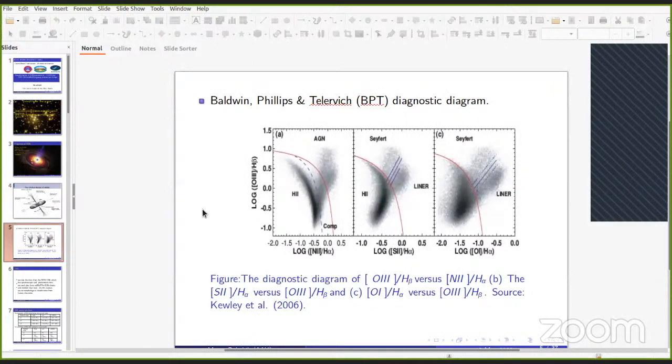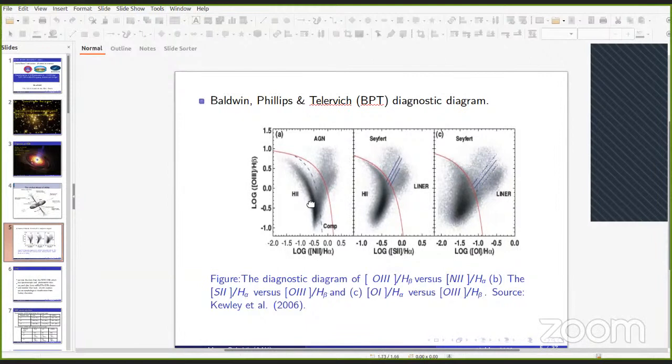Now we come to one of the basic things, which we call BPT Diagnostic Diagrams. This is used to classify AGNs based on their spectral lines. As you see, this is the BPT Diagnostic Diagram, taken from Kewley. The horizontal axis, the x-axis, is the logarithm of [N II] to H alpha, versus the logarithm of [O III] to H beta.